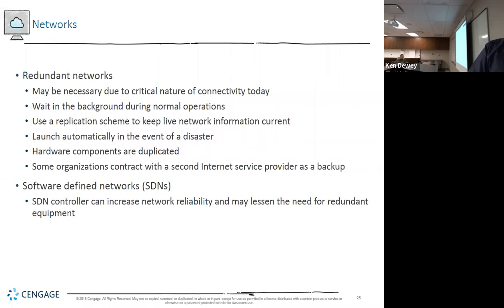Okay, redundant networks. This is maybe useful due to critical nature of connectivity. What happens if your network fails at home? Does anyone freak out? Yeah, everybody freaks out at home.